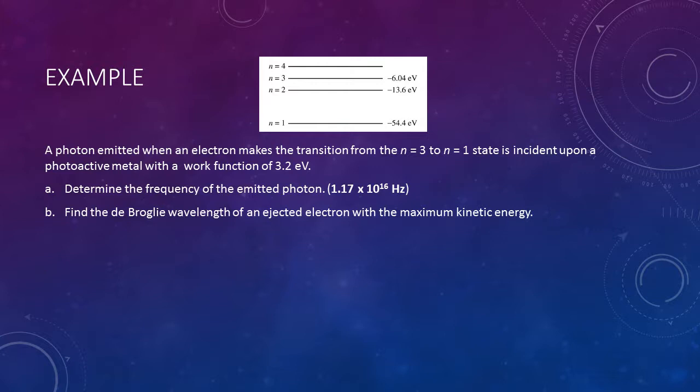And next, to find the de Broglie wavelength of our ejected electron, I first need to figure out what is the kinetic energy of that electron. Because if I'm finding the momentum to find that de Broglie wavelength, I need to know its speed.